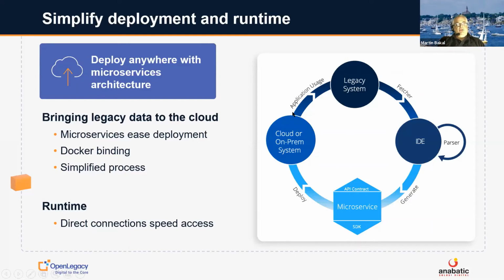So in general, the whole idea is from the legacy system, we use a fetcher to the IDE, which then we parse. Then we can generate into a microservice and deploy into the on-prem system, and then the application, or into the cloud. And then from there, the application usage is running between the system you've deployed, wherever you've deployed it, directly to the legacy system and have that communication there. We support all different sorts of legacy systems, but we're showing you IBM i here today. And that's what the demo from Michael is going to be about.